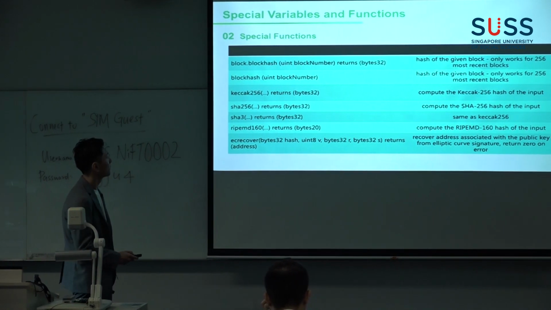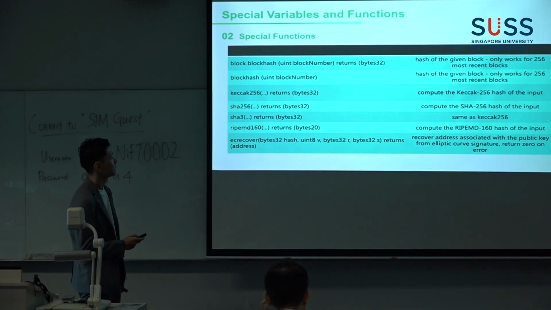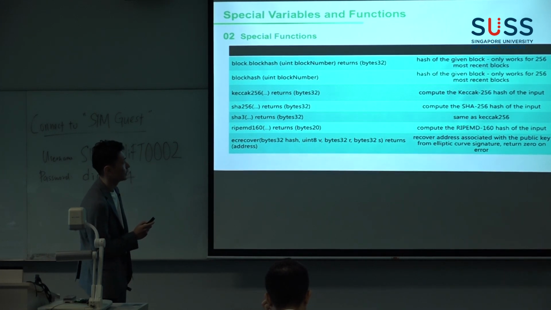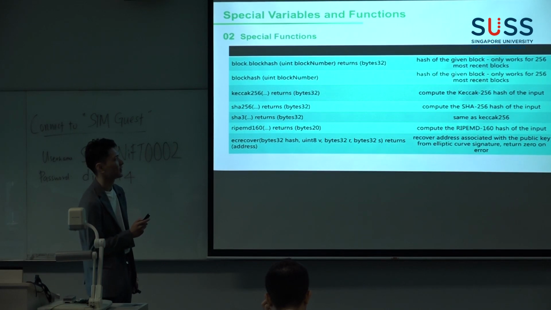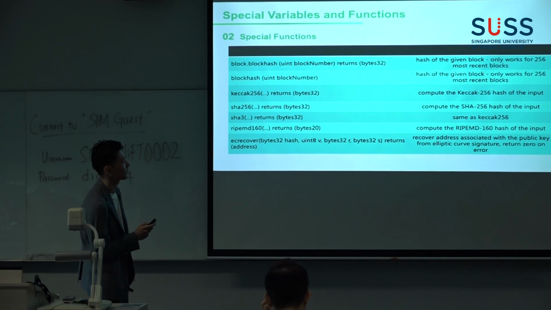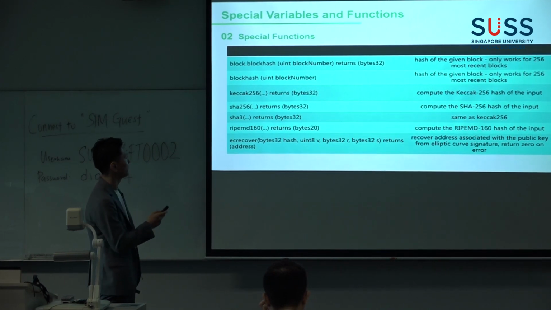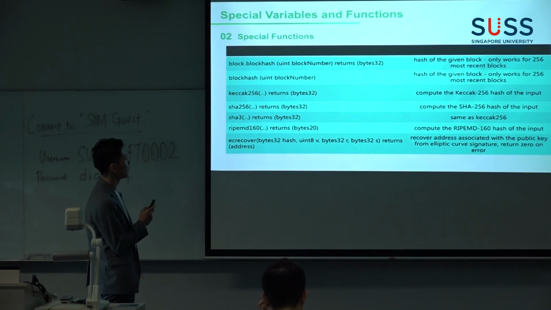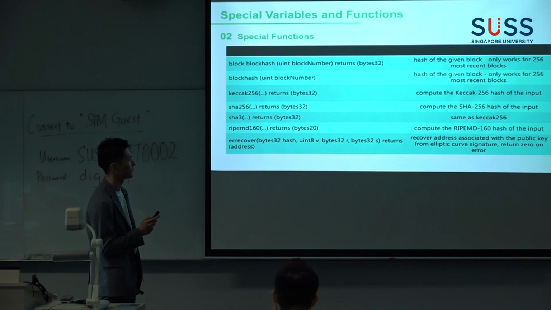Next, we have blockhash. Blockhash takes in a uint number of block number. So we input our favorite block number, and it will output the hash of that given block. But it only works for the 256 most recent blocks. The keccak256 is a commonly used hash function in Solidity. So how we compute the function signature is we use this hash function. And it returns a value of bytes32.